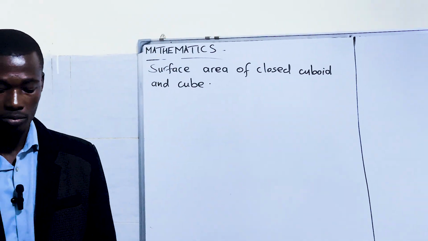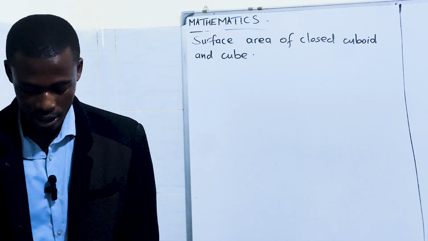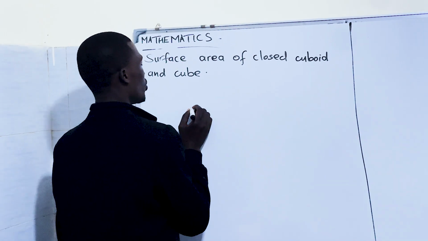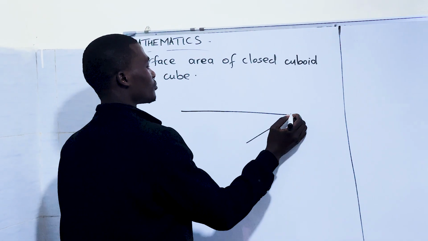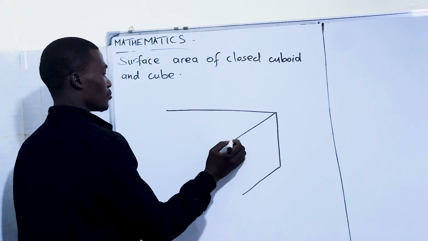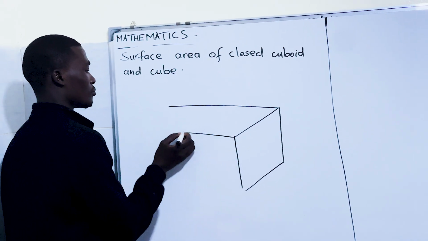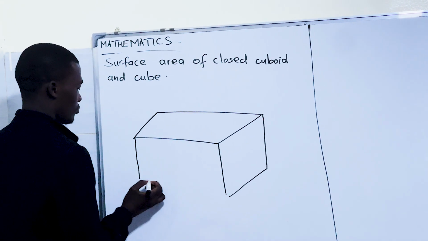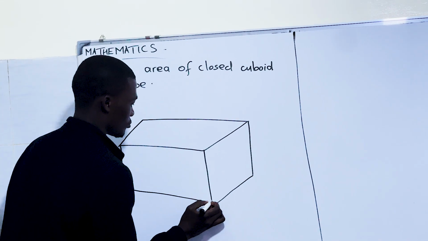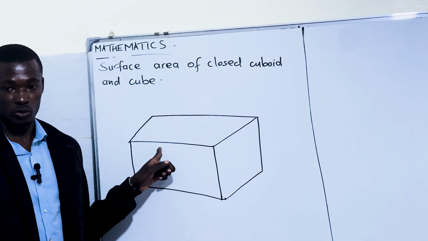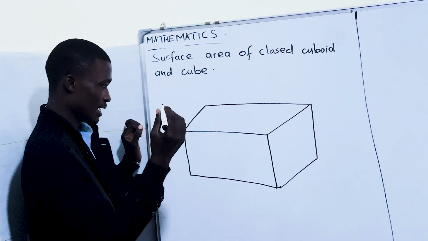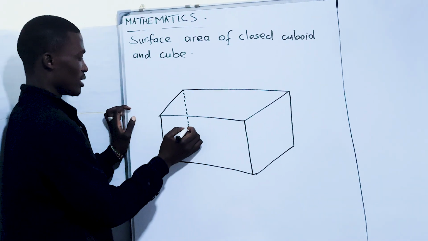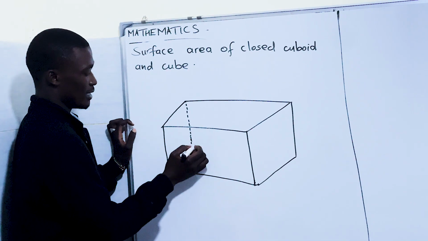Now a closed cube looks like this. Let us look at the structure of a closed cuboid. We can draw it this way. So this is what we call a closed cuboid. Let us also draw the other parts that are not visible. We can draw them using broken lines like this.